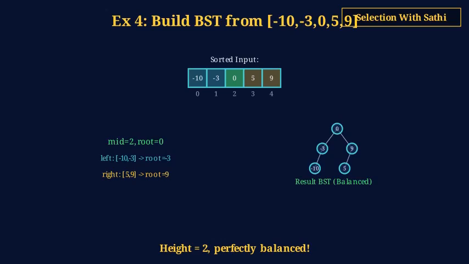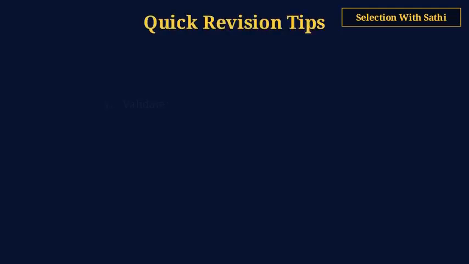Right half of root is 5, 6, 7. Middle is 6. Right child of root is 6. Left of 6 is 5, right of 6 is 7. Result, root 4, left subtree 2 with children 1 and 3, right subtree 6 with children 5 and 7. Height is 2, which equals floor of log 2 of 7. Perfectly balanced. Quick exam tips for advanced BST operations.